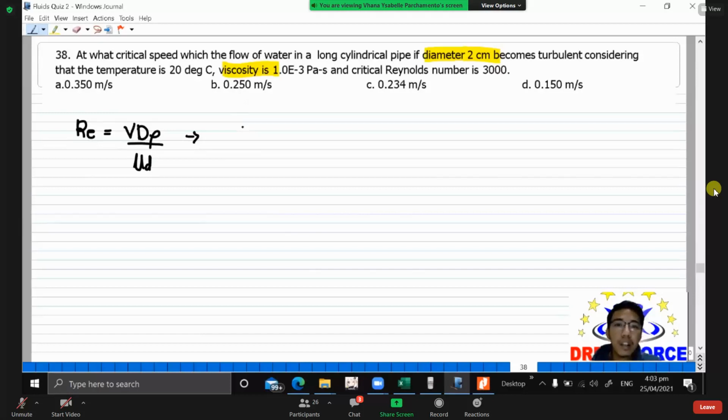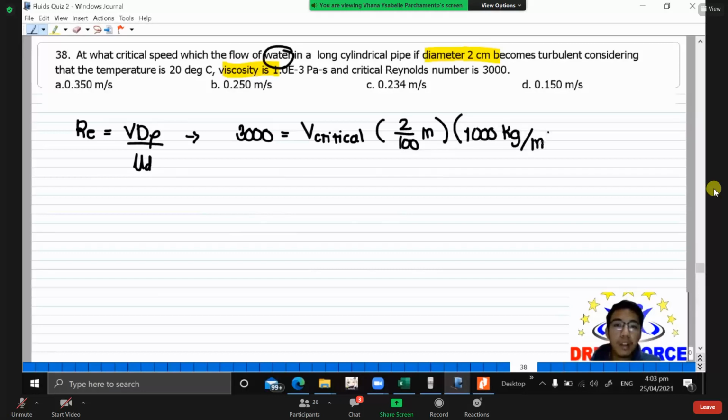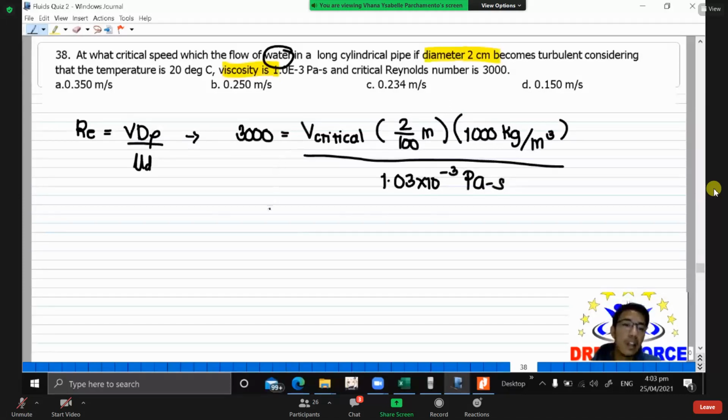Okay, critical Reynolds number, that is 3,000, so given. That is equal to the unknown critical velocity times yung ating diameter, 2 centimeters, so divided by 100 para maging meter. Density, anong fluid yung given? Water. So density ng water, we have 1,000 kilograms per cubic meter. Divided by mu sub D, that is 1.03 times 10 raised to negative 3. That is in Pascal second.